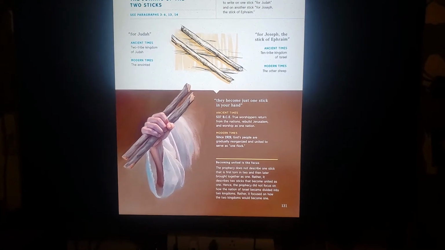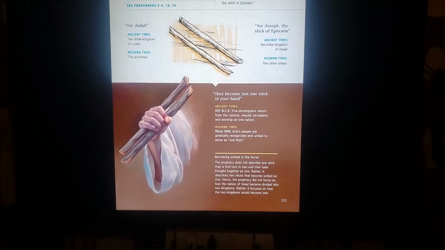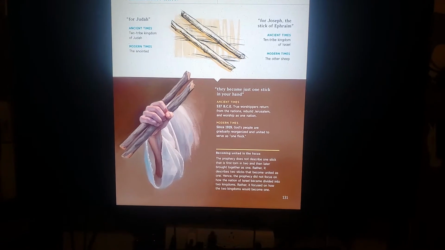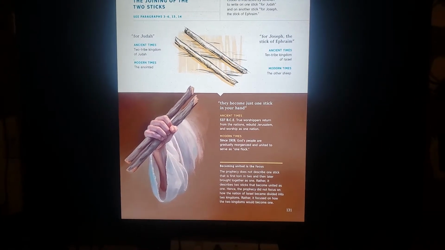This is part two, on page 131. I'm going to zoom in on everything, so be patient. I'm just showing you what the whole page looks like.